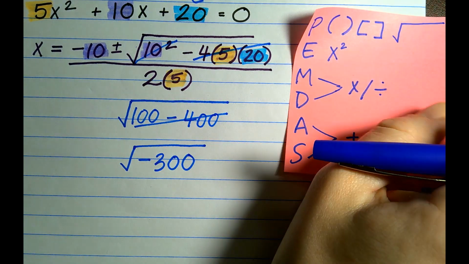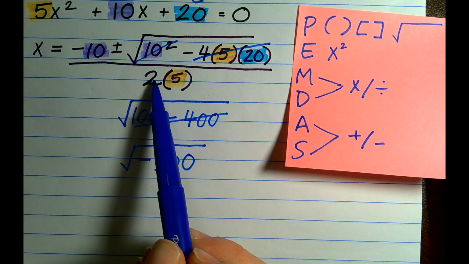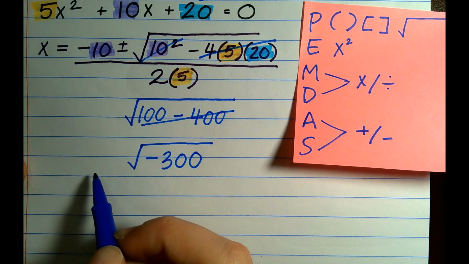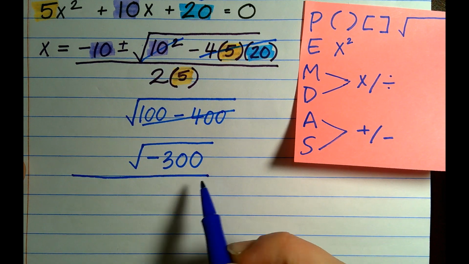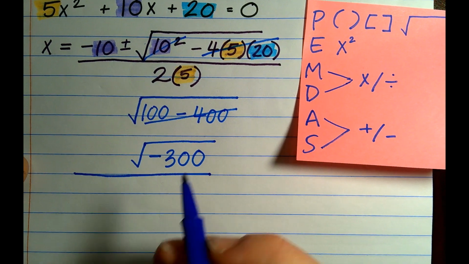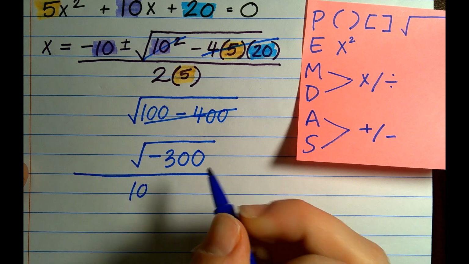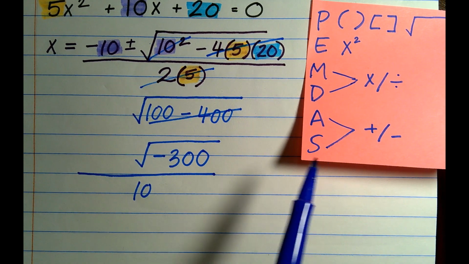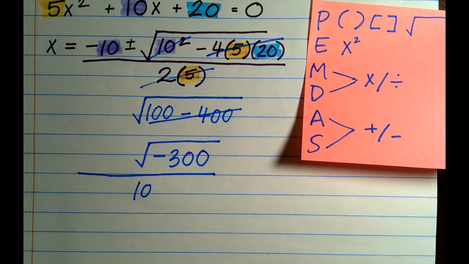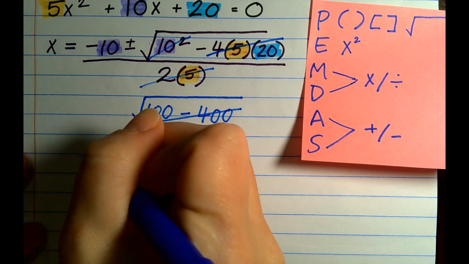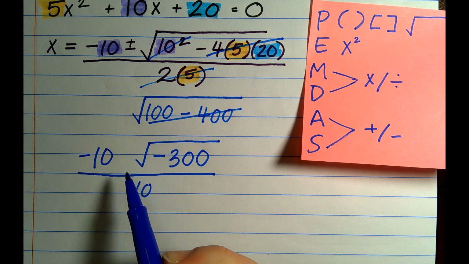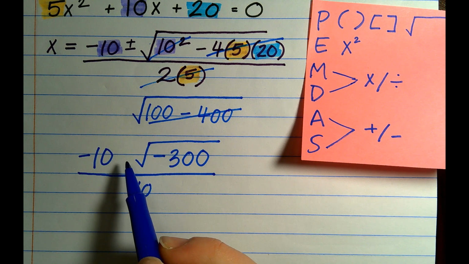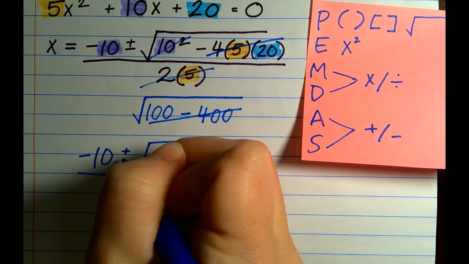The 2 times 5. What is 2 times 5? 10. So I know that at the bottom of my fraction here I have 10. So I'm going to cross that off. And what's left to bring down? Good. Negative 10. And there's something else. Plus or minus.